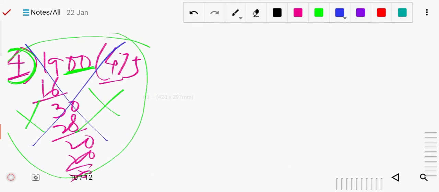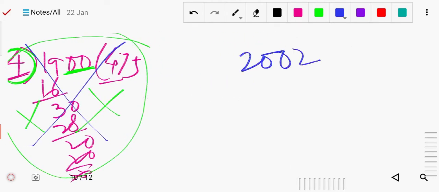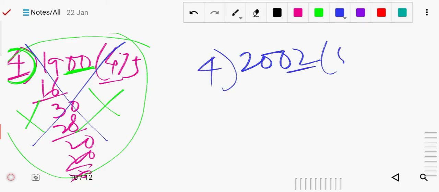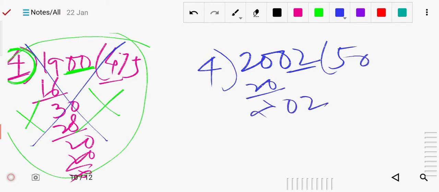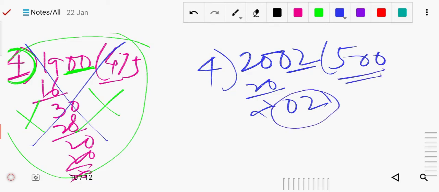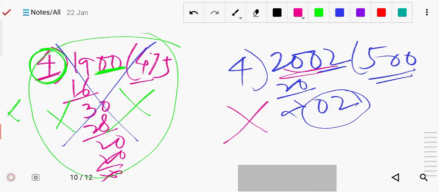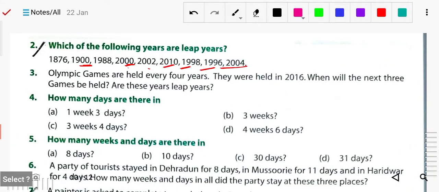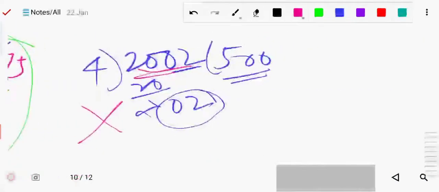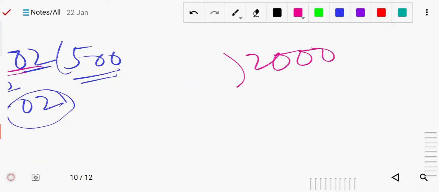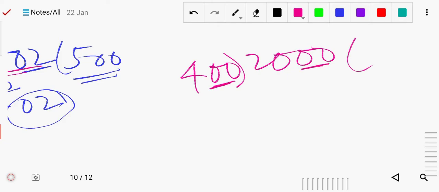One more year is there, 2002. You can divide this by 4 because the last two digits are not zero. 4 5s are 20, now 0 will come, you cannot divide, so write 0. Here again 2, you cannot divide, so write 0. The remainder is there, so 2002 is not a leap year. Likewise you can check the rest of the given years. Only 2000 you have to divide by 400, not by 4 only.